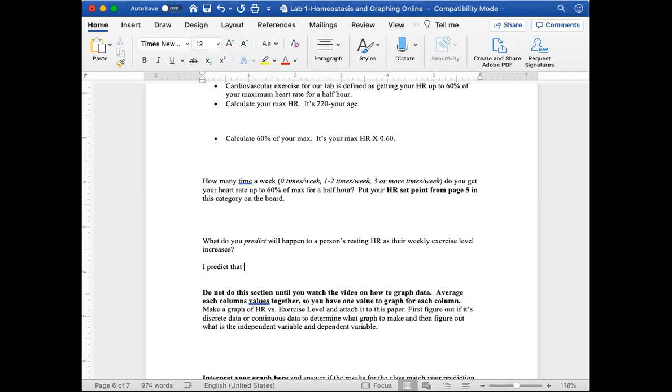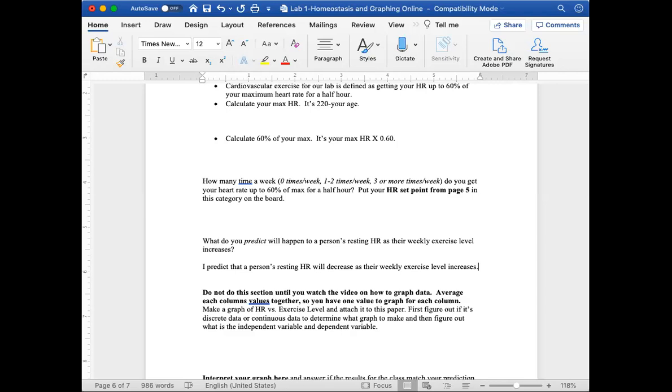Okay, so I predict that a person's resting heart rate will what? Decrease as their weekly exercise level increases.